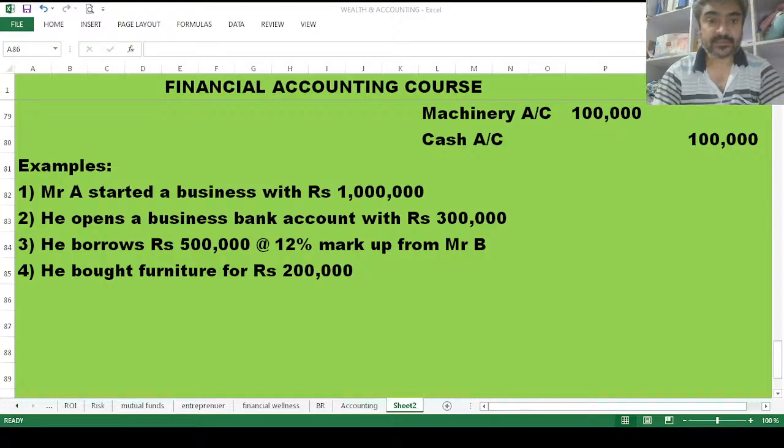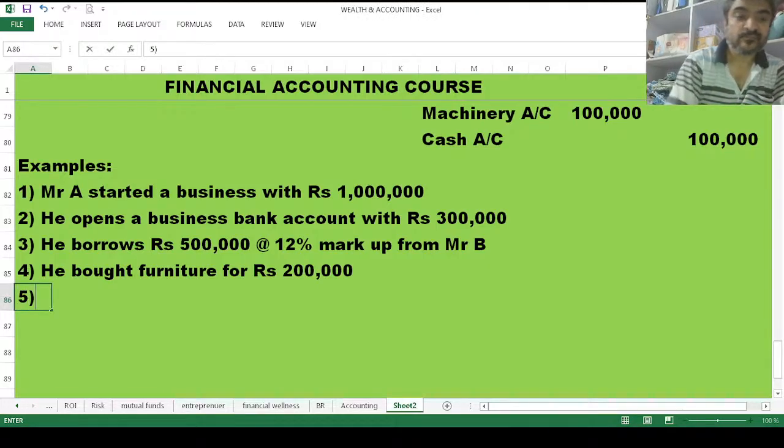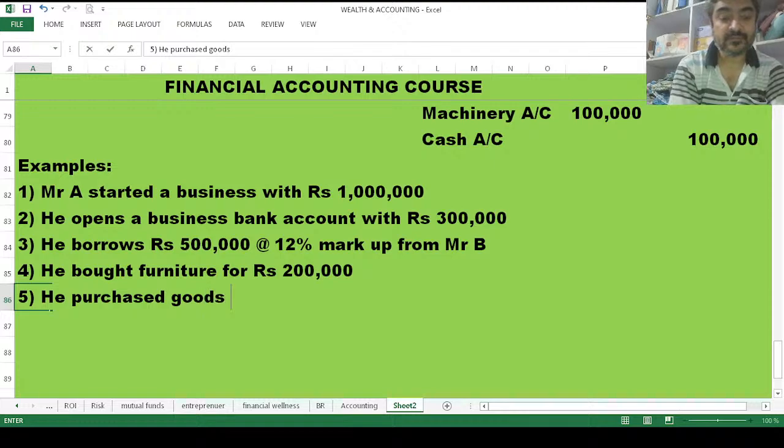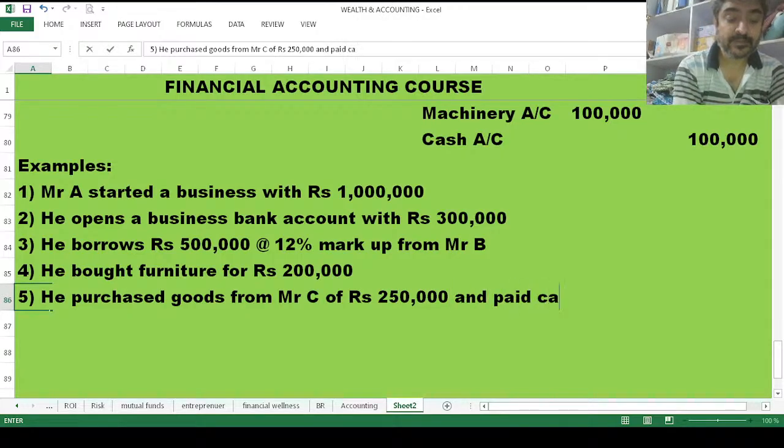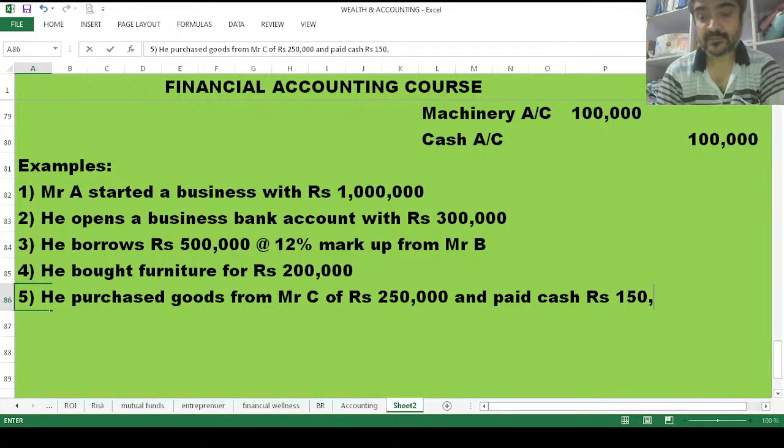The next transaction is he purchased goods from Mr. C of rupees 250,000 and paid cash of 150,000.